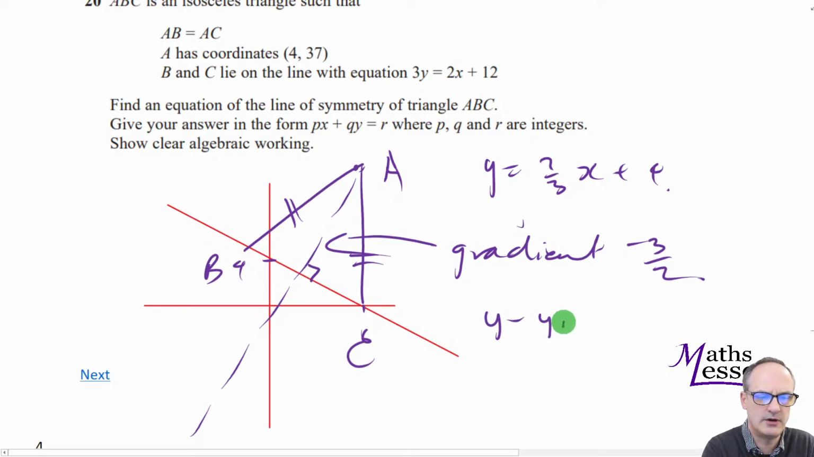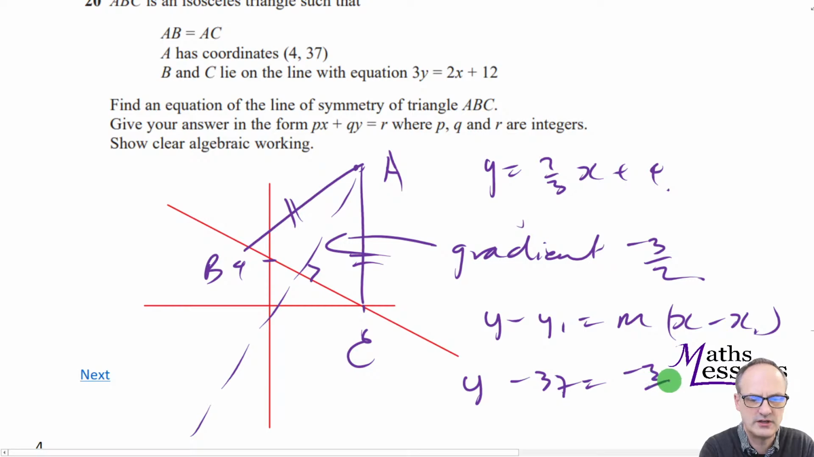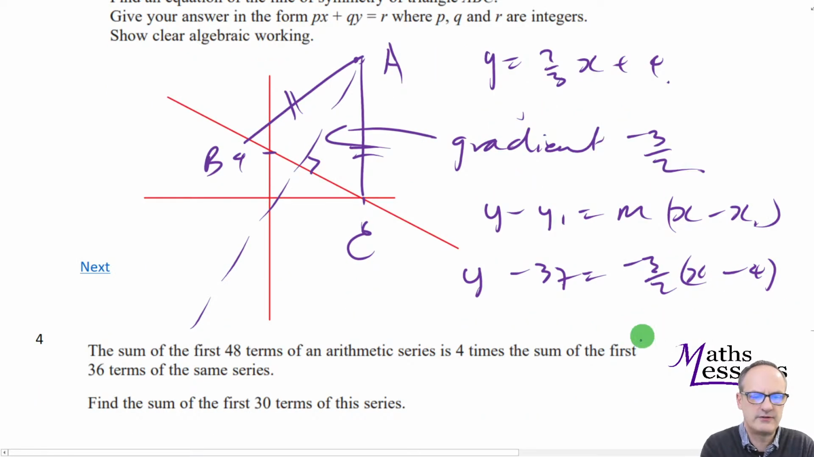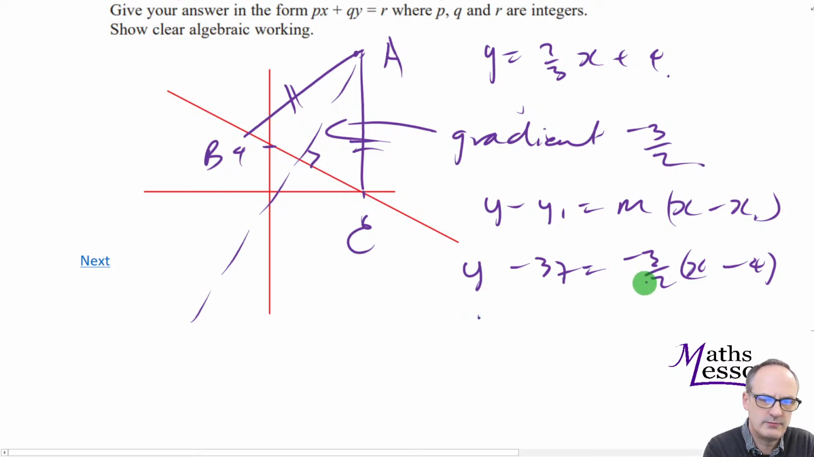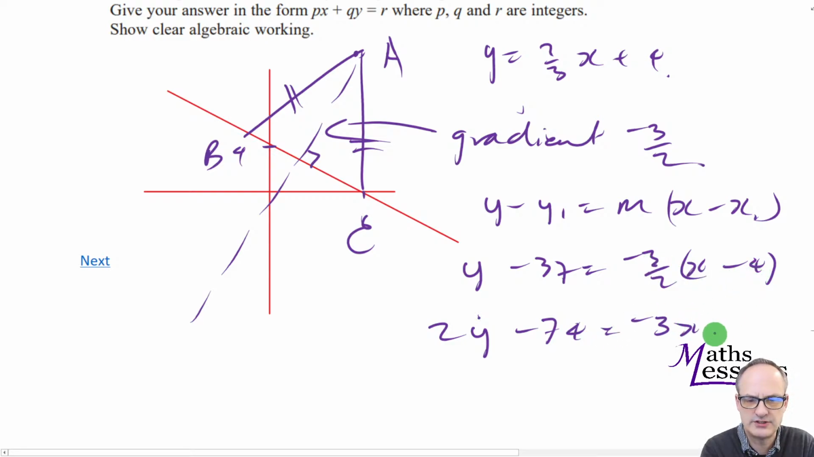So if we use y minus y1 equals m(x minus x1), where (x1, y1) is a point on the line. Now A is on our line, so the coordinates of A are my x1 and y1. So we get y minus 37 equals minus 3 over 2 (x minus 4). Multiply throughout by 2, we get 2y minus 74 equals minus 3x. Minus 3 times minus 4 is plus 12. Add the 3x to this side and add the 74 to this side, and we get 86 over here.